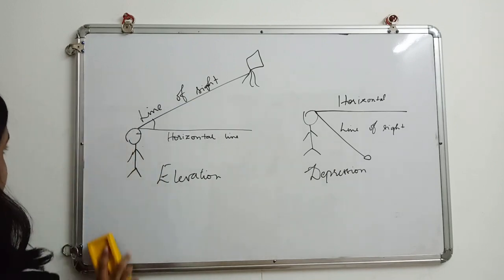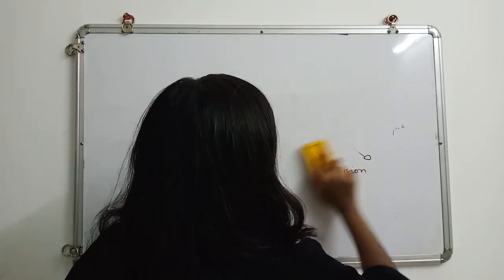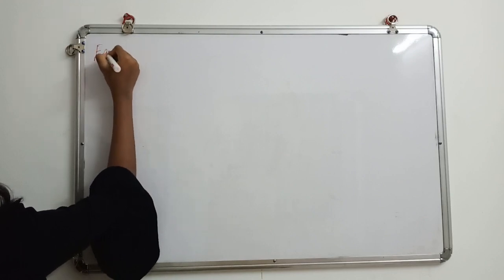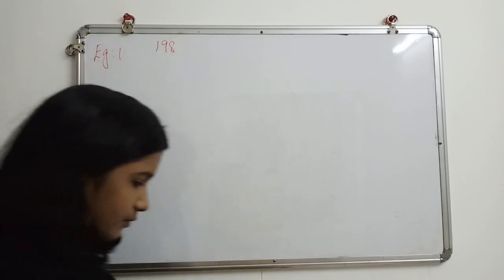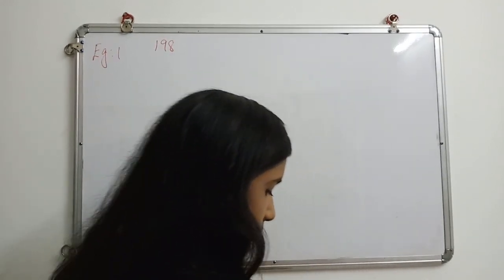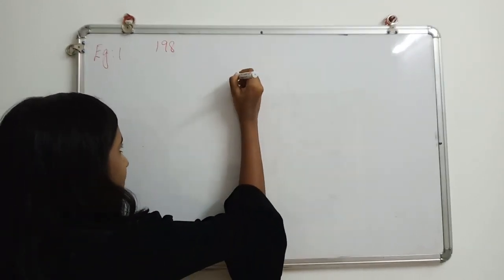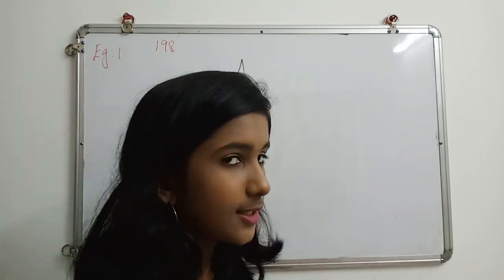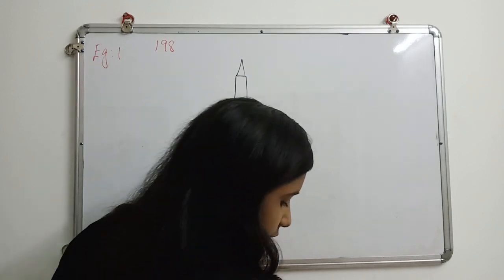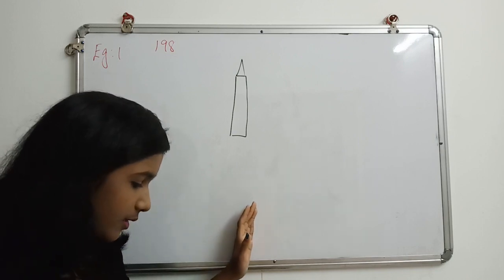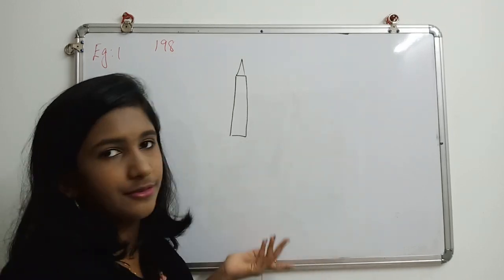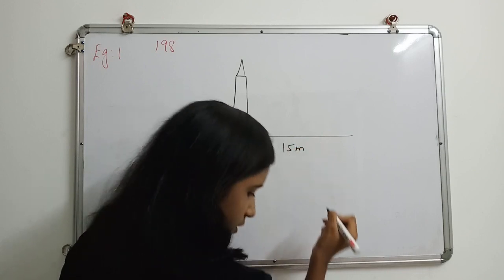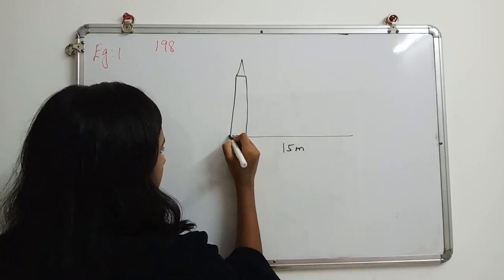Next we can get into some example sums. We can take example 1 in page number 198. Here a tower stands vertically on the ground. Let us take a tower, something that is similar to a tower. Let us consider this as a tower now. Next, it is given that from a point which is 15 meters away. It is not given whether it is left side or right side, so we can take any side that is 15 meters away. So let's take it this side, 15 meters away from the foot of the tower.